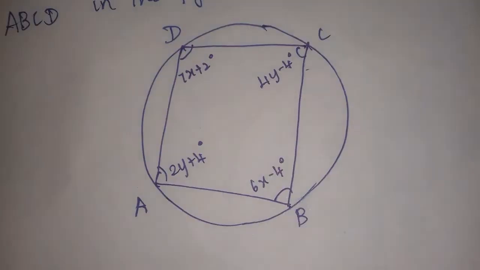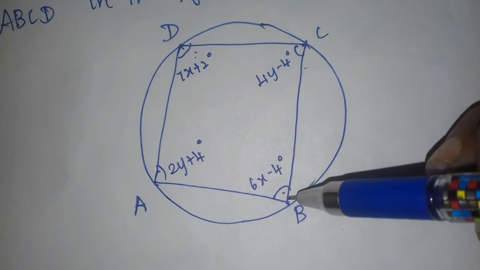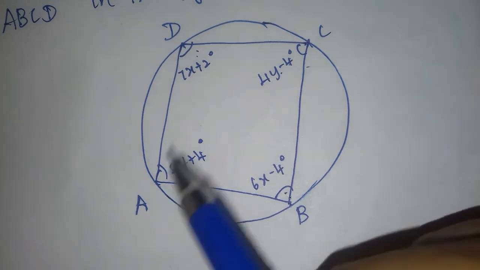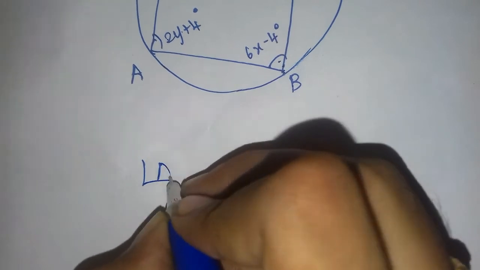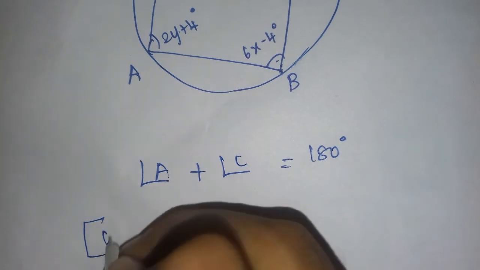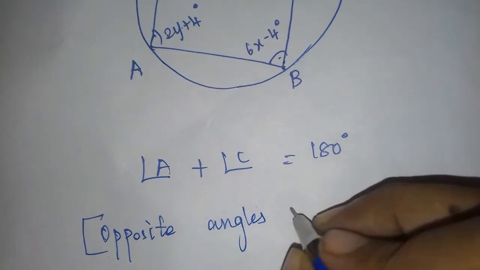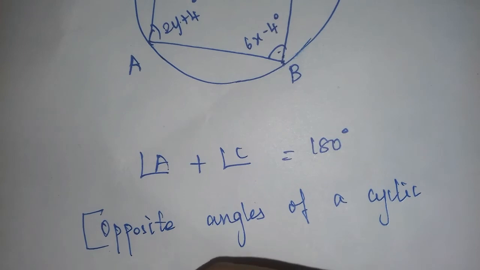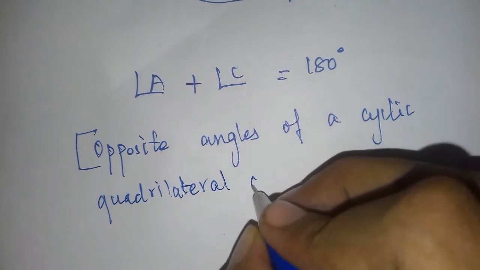Okay. Here what are the opposite angles? These two angles are opposite. So if you add both the angles, you will get 180 degrees. If you add these two angles, you will get 180 degrees. A and C, and D and B. Let us do the problem. Angle A plus angle C is equal to 180 degrees. How? Opposite angles of a cyclic quadrilateral are supplementary.